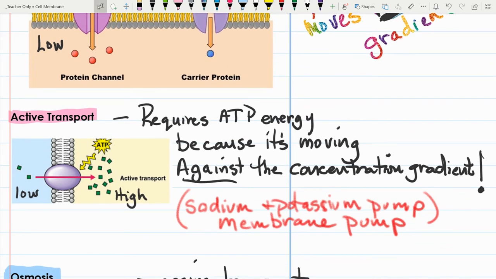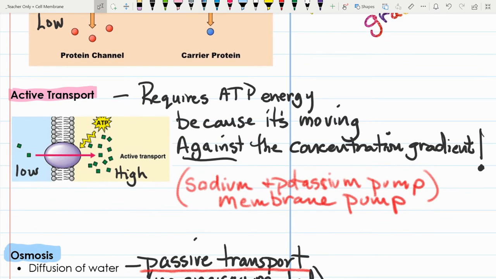Where is this used in the body? The sodium-potassium pump is what we call a membrane pump. Sodium and potassium are things that you get in your diet and are very important for your body to work. And so certain levels are needed. For example, they're important for your heart to beat. So these things do need to move across a membrane, and ATP is the fuel that helps get those to where they need to be.